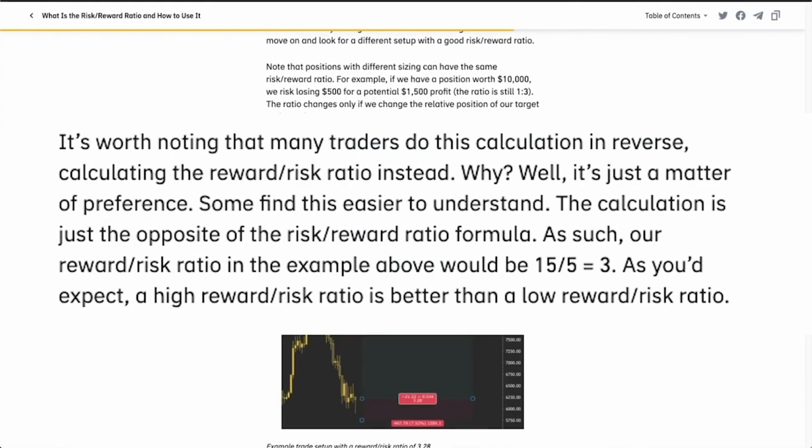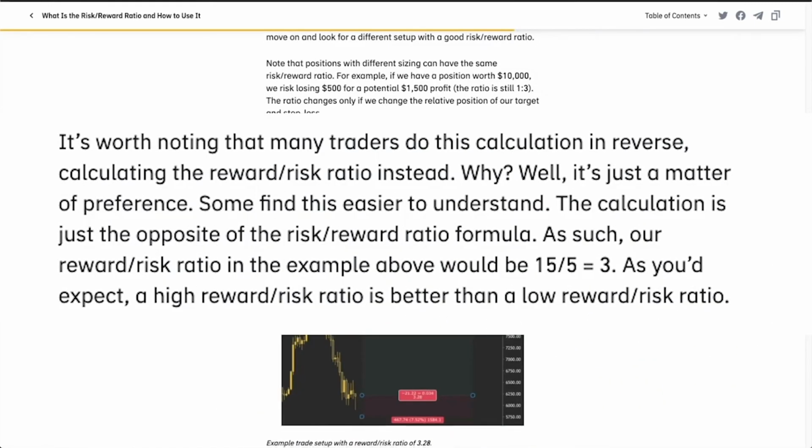It's worth noting that many traders do this calculation in reverse. So if that sounded a bit off to you, this is going to make sense. A lot of traders really do the risk-reward ratio calculation in reverse, so it's actually the reward-risk ratio. Why? Well, it's just a matter of preference. Some find it easier to understand. The calculation is just the opposite, and you get the opposite answer, but the same result.